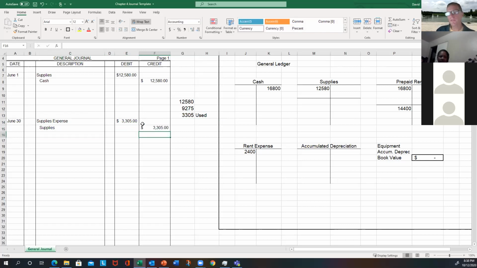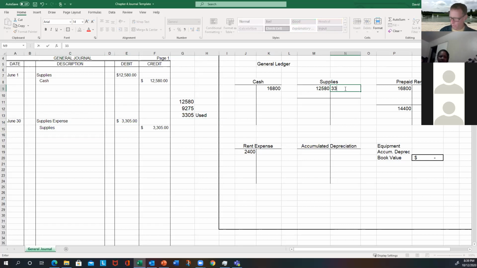And then you would post it to your ledger. So supplies would get a posting of 3305. And then notice once you update that account, that 9275 should now be the balance that shows up in your ledger. And then likewise, I'm just going to make this one supplies expense as I go.